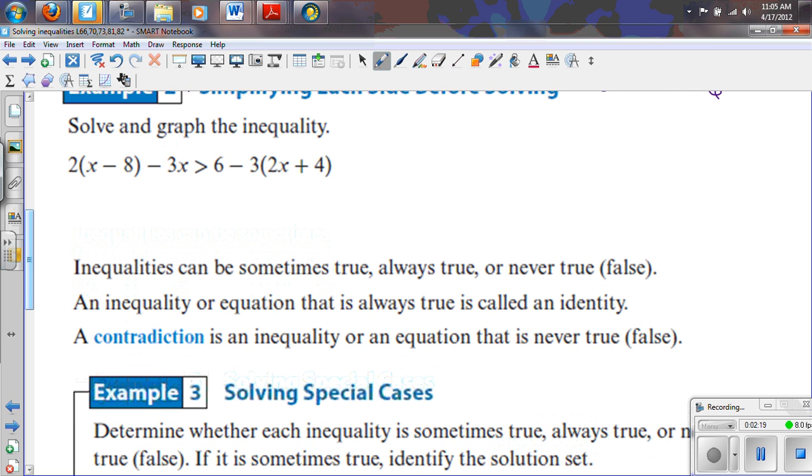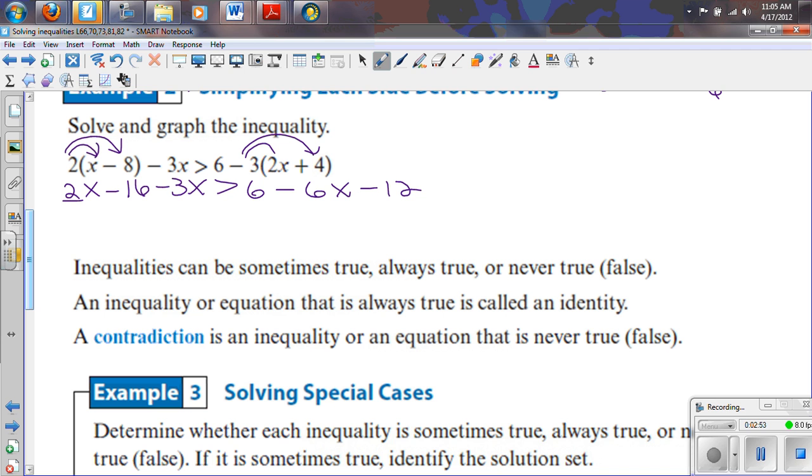Sometimes we need to do some distributive property before we solve a problem. So these problems are really 5-step problems then. They have distributive property, which we'll do first. So 2x minus 16 minus 3x is greater than 6 minus 6x minus 12. And again, I got that negative 3 times 2x and negative 3 times 4, and 2x, 2 times x, and 2 times negative 8. And then we can gather some like terms.